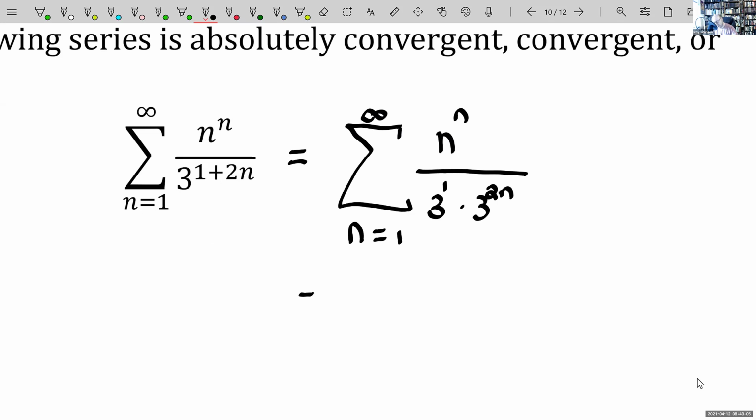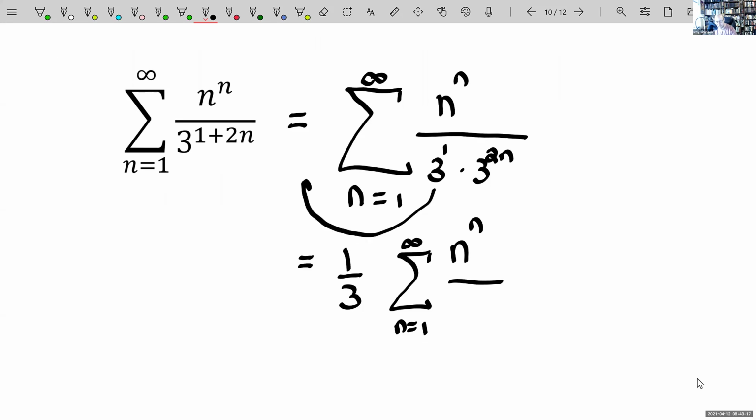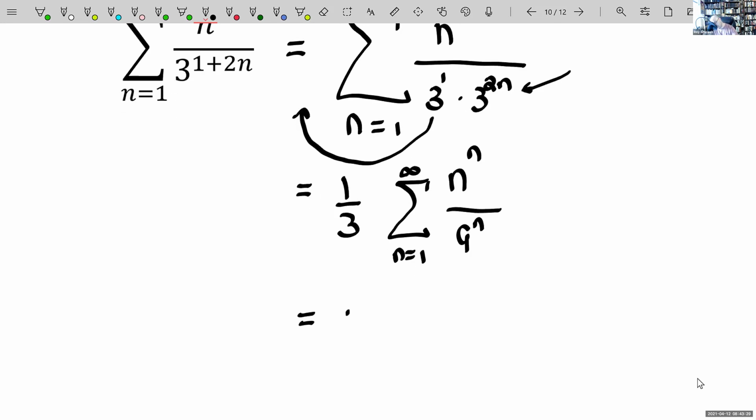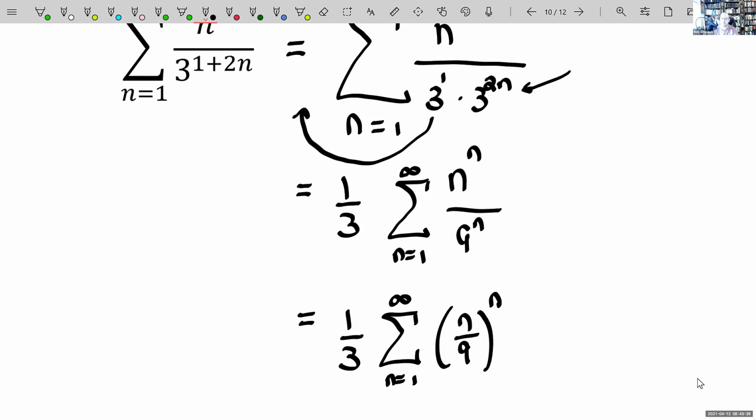I can factor out 1/3. And so this third has been moved out front. And 3 to the 2 to the n, this guy right here, is actually 9 to the nth. It's 3 squared to the n. So believe it or not, that is a sum of a bunch of terms raised to the nth power. Those terms are n over 9.